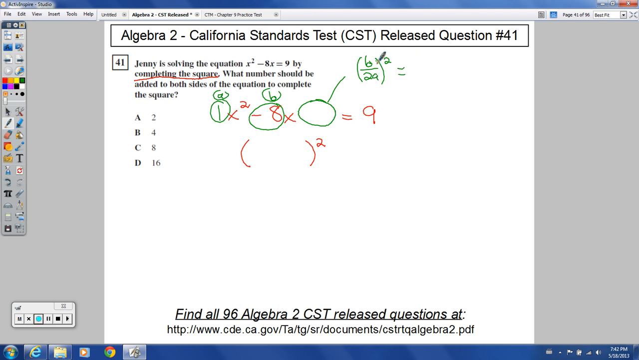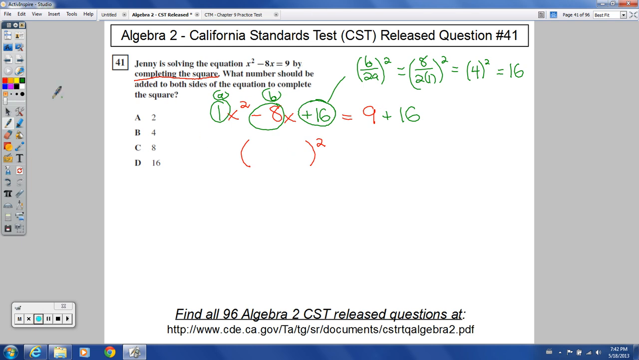So what is b over 2a squared? I'd have 8 over 2 times 1, and I'm squaring that whole thing. 8 over 2 is 4, and 4 squared is 16. So what goes in right here looks like a positive 16. But if I do that to one side of the equation, I need to do that to the other side. And now it says what number should be added to both sides to complete the square.